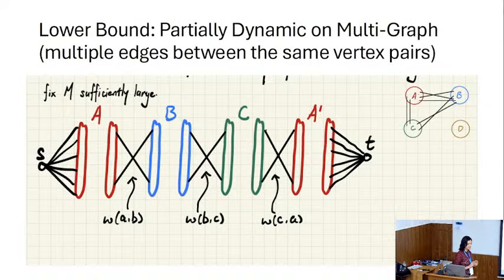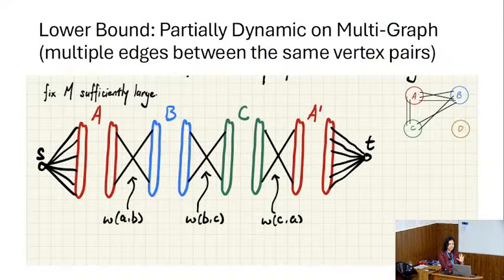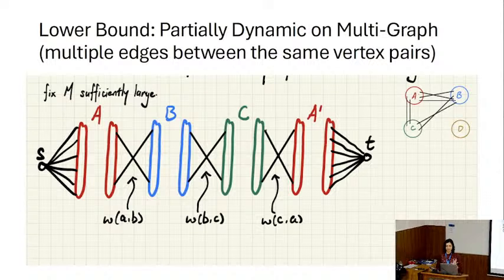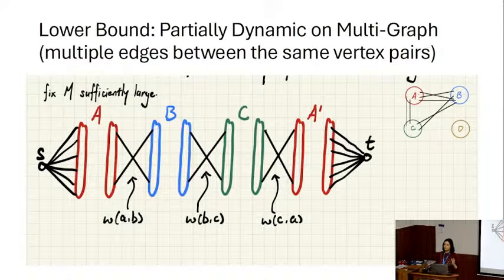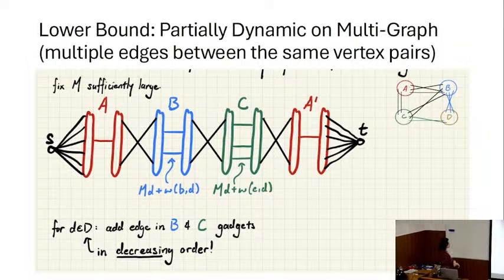So now we'll slowly modify it so that we have a lower bound for the partially dynamic setting, and we'll just consider the incremental setting for now, okay? So first we are going to modify it so that we will just allow insertions, but the graph will be a multigraph. So this is a lower bound for multigraphs for partially dynamic s-t shortest path, okay? So if we have multigraphs, that will be the first step, and after that we'll see how to remove this constraint of having multiple edges between two vertices. Okay? So this is how the lower bound looks.